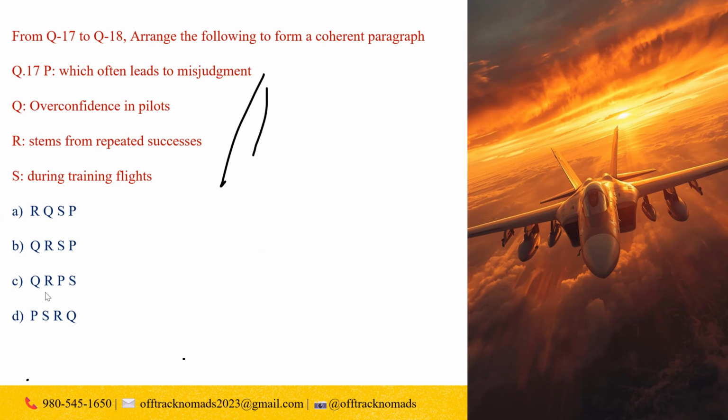What I do is I just check what is the overconfidence in pilots. So why overconfidence stems from repeated success. Correct? Why do you get overconfidence? Because of repeated successes. So overconfidence in pilot, I check that Q and R have connection. So I'll check which are the options which have Q and R together. Only B and C. Then I ignore option A and D. So overconfidence in pilot stems from repeated success.